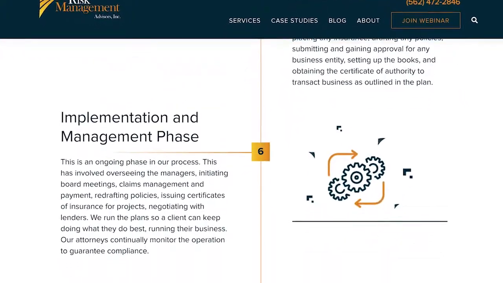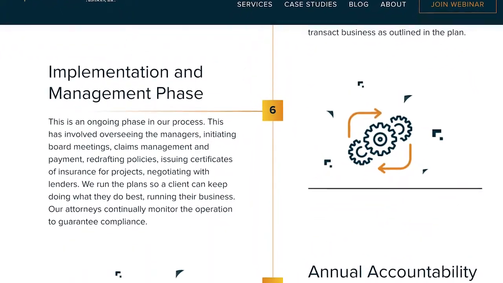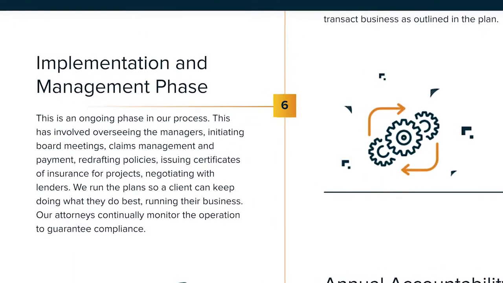It's one thing to create the captive, but it's another thing to make sure it's properly implemented and managed. So this is an ongoing phase. It's the managers of the captive, us. It's the board of directors of the captive. It's the captive's tax advisors, their attorneys, everyone getting together for claims management. Do we have to redraft policies? Do we have to issue certificates of insurance to third parties from the captive insurance company? Do we have to negotiate with the lenders because the client wants to use the captive for some of their insurance purposes in the traditional market? All of this, we work with the client to make sure it's done compliantly and meets all of the goals.